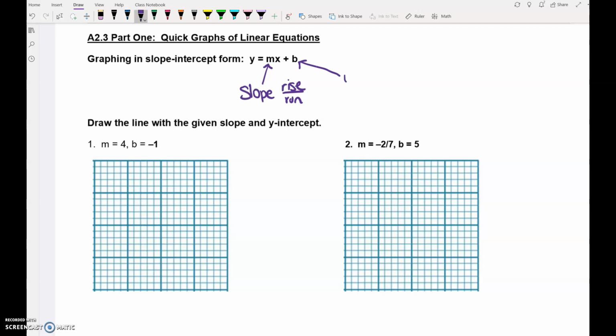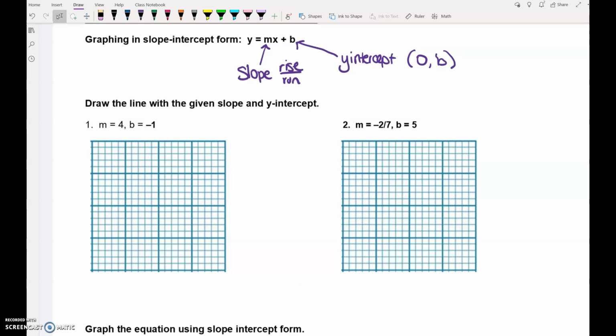B is your y-intercept. And I also want you to include in your notes that your y-intercept is 0, b. So your y-intercept is the point 0, something, and that's where the line crosses the y-axis.